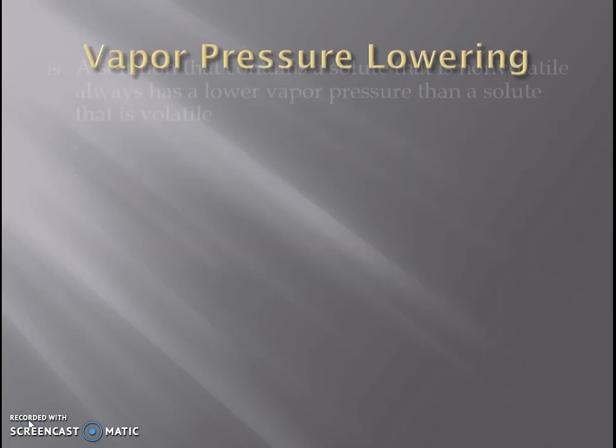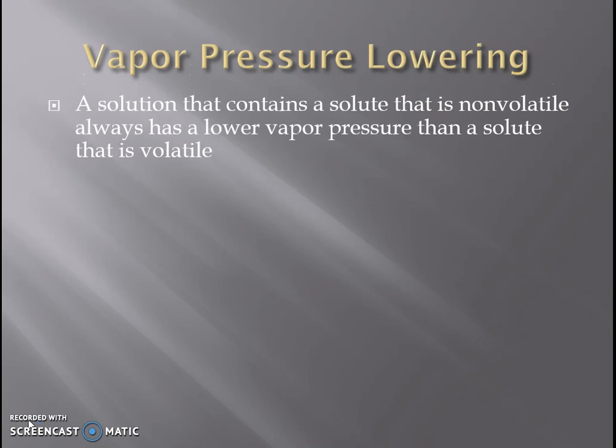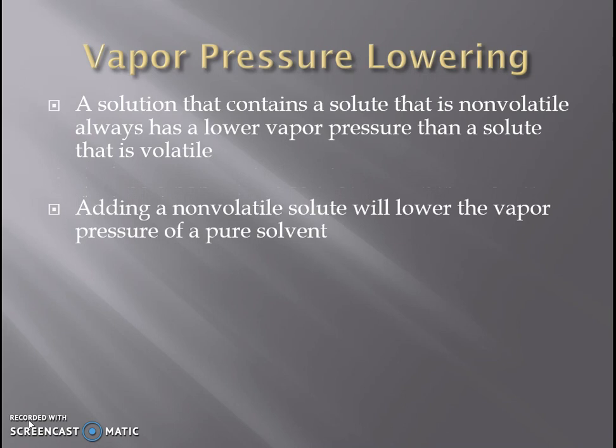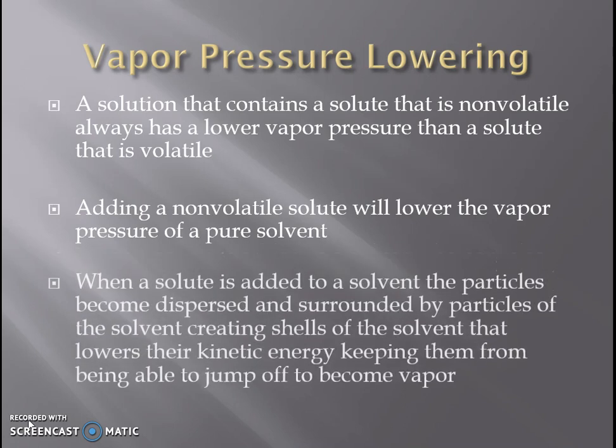So vapor pressure lowering happens because as particles are dissolved in, those non-volatile particles that are dissolved make that solution now less volatile. So you have less particles that are escaping to become vapor, therefore lowering the amount of particles pushing down on the surface of that liquid, lowering the vapor pressure on that liquid.